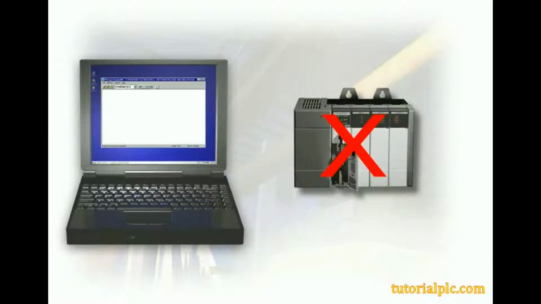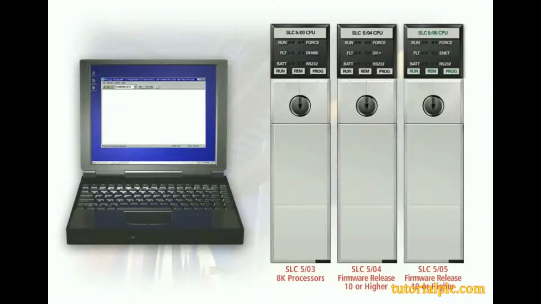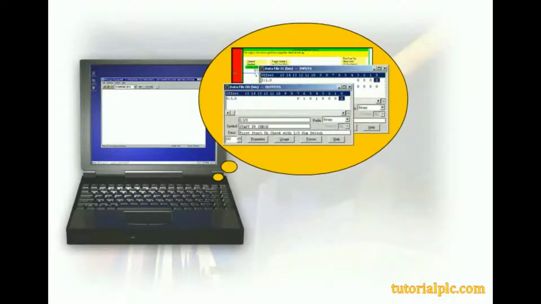RSLogix Emulate 500 software can scan ladder files created for all SLC 500 processors except SLC 503 8K processors and SLC 504 and SLC 505 processors with firmware release 10 and higher. RSLogix Emulate 500 software places the ladder program and data tables into your computer's memory, and the files on your computer's hard disk are not affected.